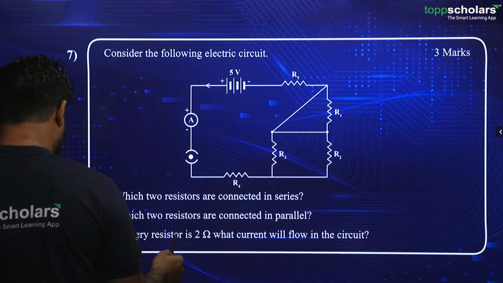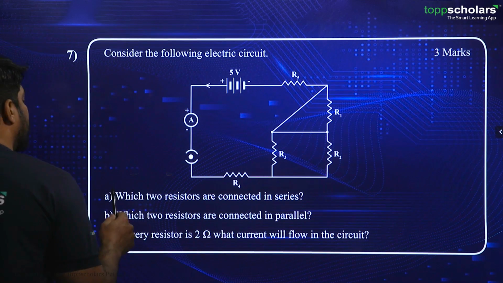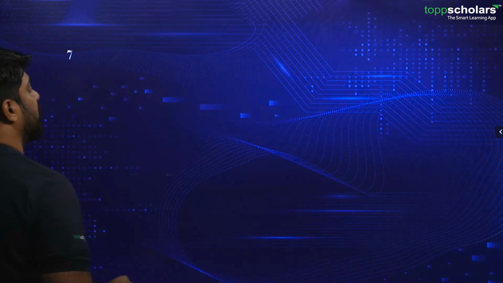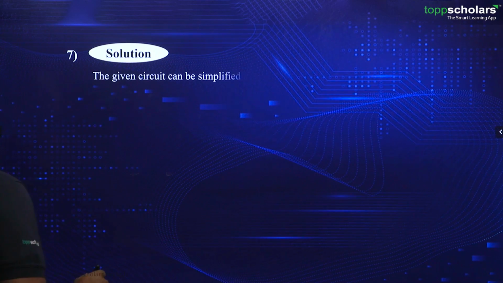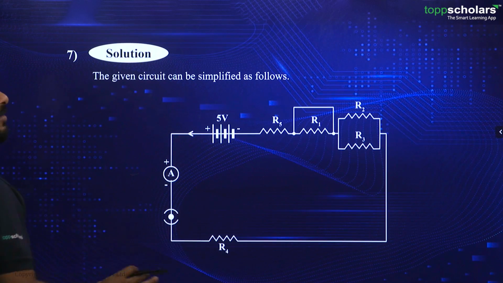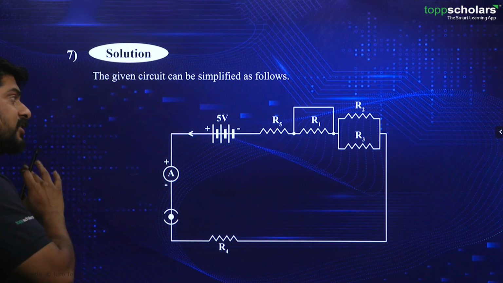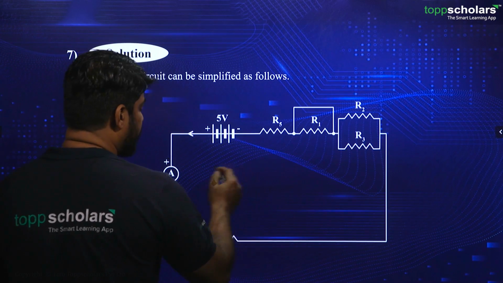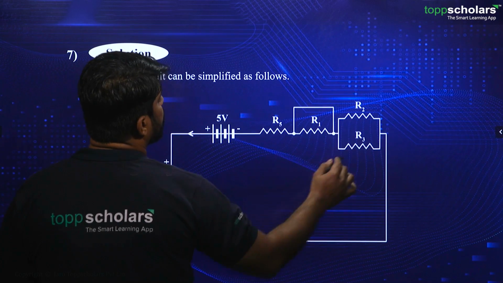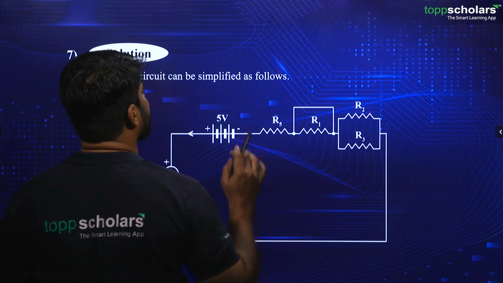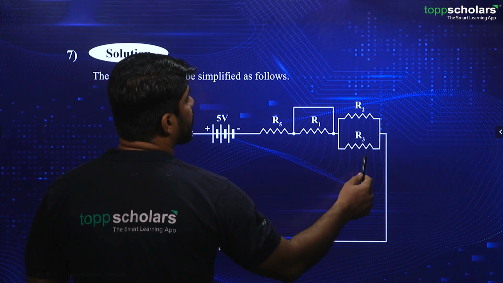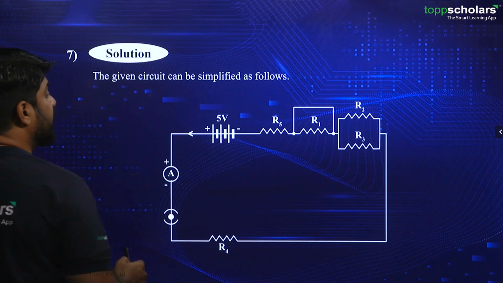Then which two resistors are connected in parallel? If every resistor is 2 ohm, what current will flow in the circuit? Okay, here is the answer. The given circuit can be simplified as follows. So, after simplifying the circuit, it looks like this. Here is the same thing, just that we have rearranged the connection. So that same circuit looks like this one. You can see over here that these two resistors are in parallel and these two are in series.